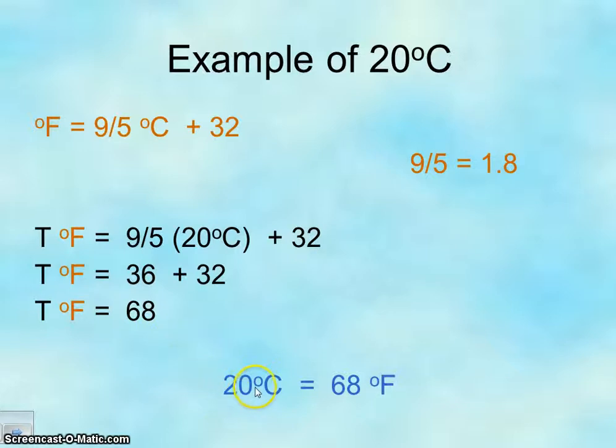Now, what does that mean? 20 degrees Celsius equals 68 degrees Fahrenheit. That's actually considered room temperature when they say you should set your thermostat at room temperature. That does not mean 70 degrees Fahrenheit. That does not mean 72 degrees Fahrenheit. It's actually 68 degrees Fahrenheit.